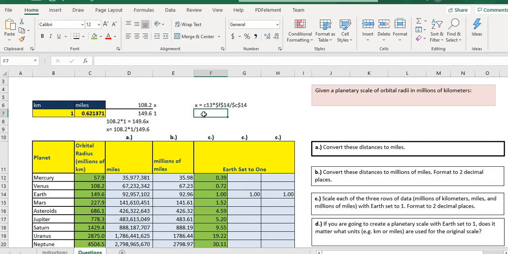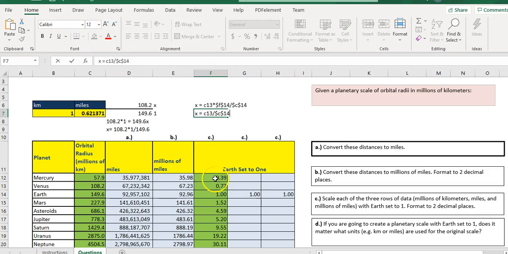So another way that we could have written this is just to have said equals, and instead of all of that, we could have just said C13 divided by C14. So what that does is it takes the 57.9, or in this case 108.2, and divides it by 149.6. And if we notice, this is going to give us the same answer.